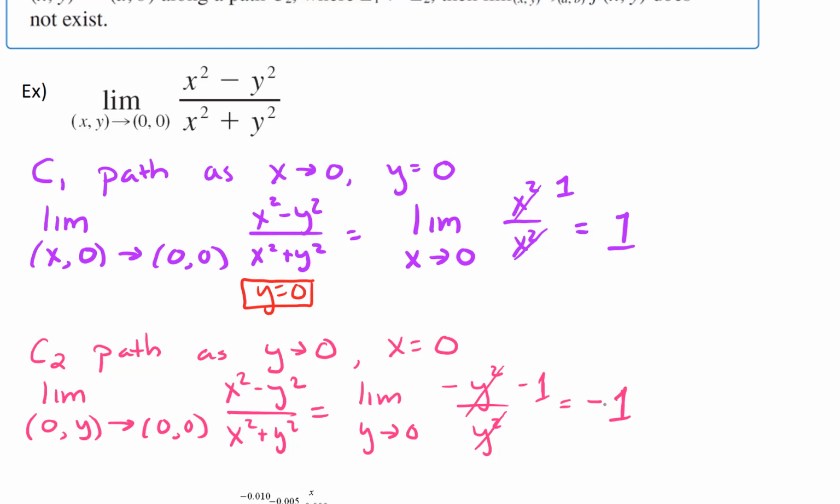And since these limits do not agree, we say that this original limit up here does not exist. Right? For that limit to exist, it would need to be independent of the path we approach (0, 0). And we can see we get different limits depending on the path we take towards the origin.